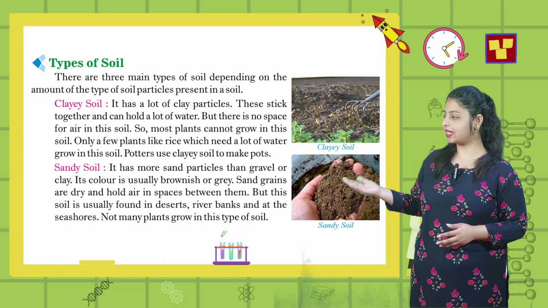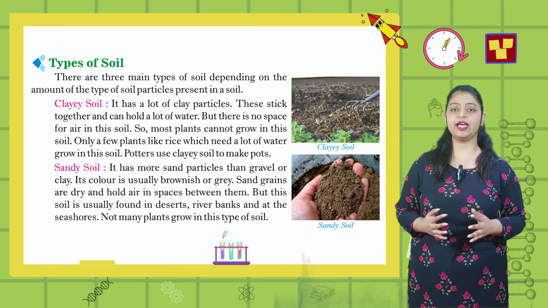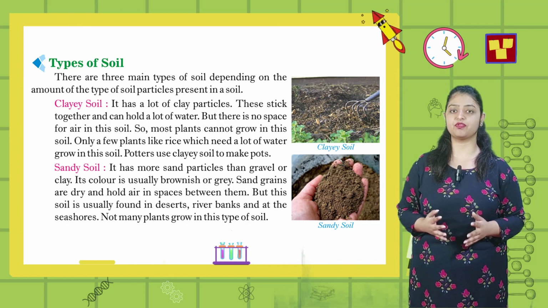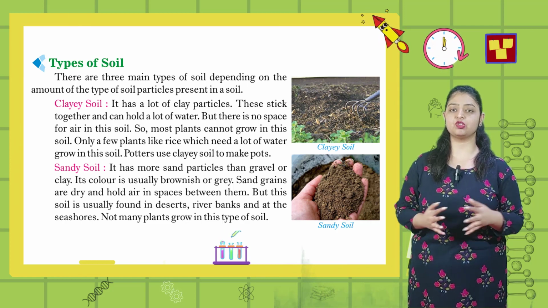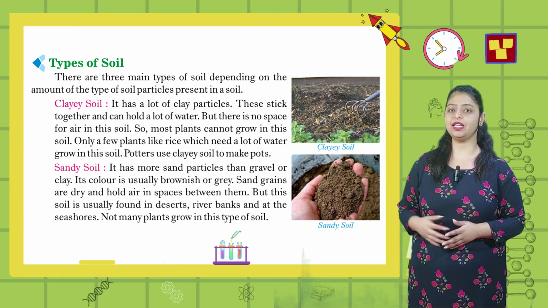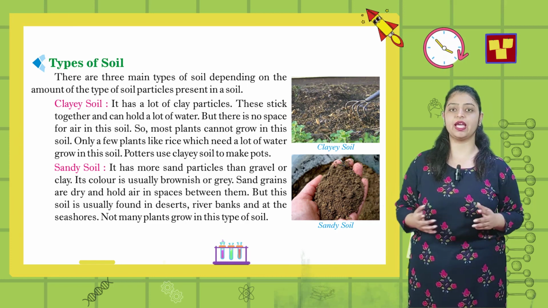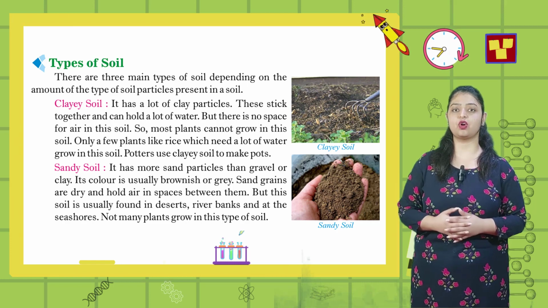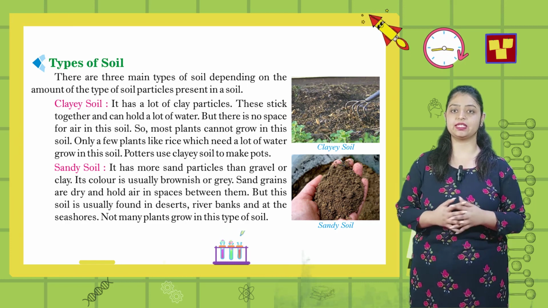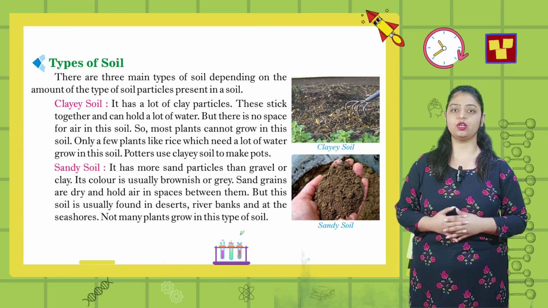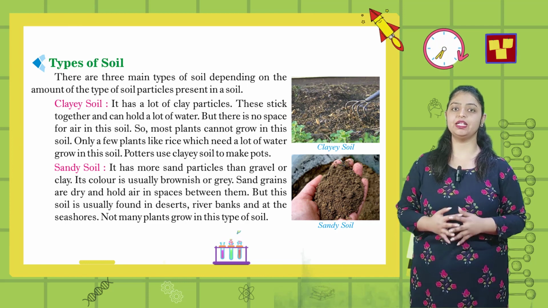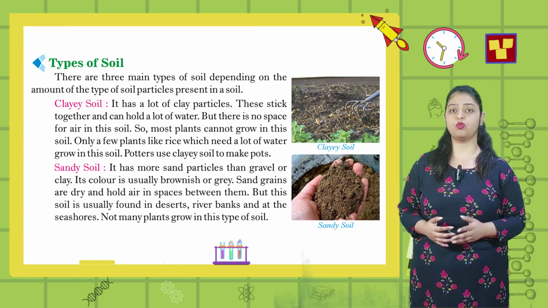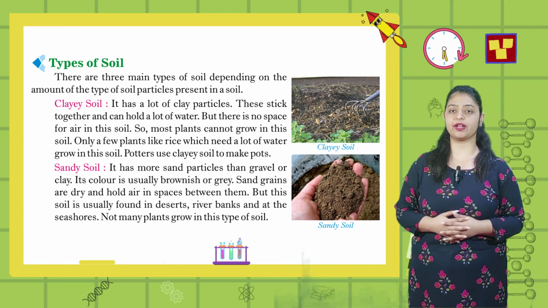Next is types of soil. There are three main types of soil depending on the amount of each type of soil particles present in a soil. First is clay soil. It has a lot of clay particles. These stick together and can hold a lot of water. But there is no space for air in this soil. So, most plants cannot grow in this soil.